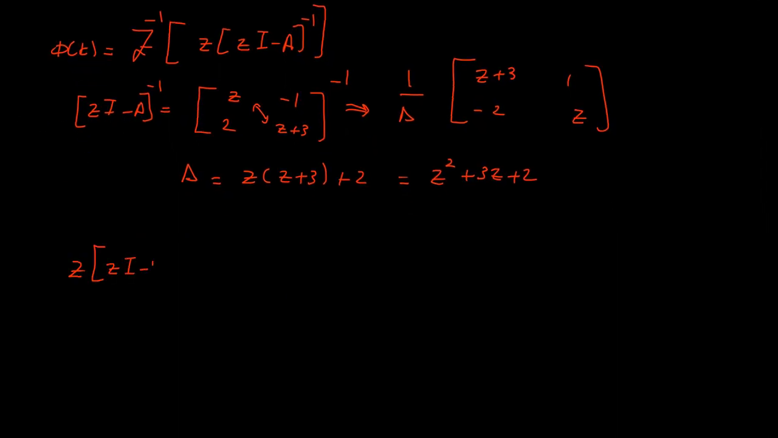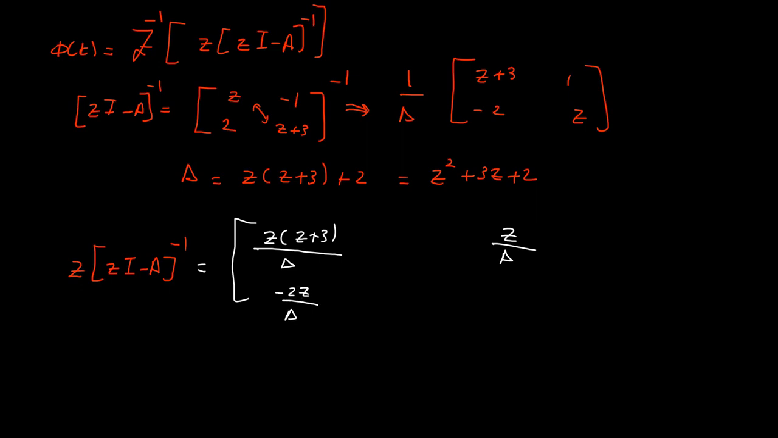(zI minus A) inverse will equal the following. The first one is z plus 3 over the determinant. The second one is z over the determinant. The third one is minus 2z over the determinant. And lastly we have here z, so this will be z squared over the determinant.